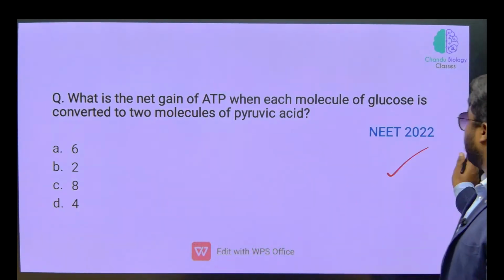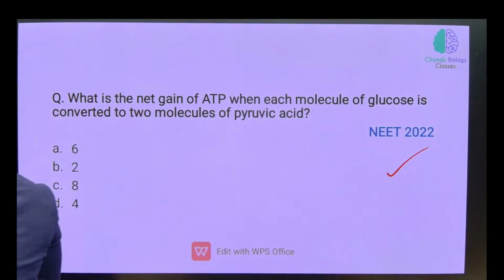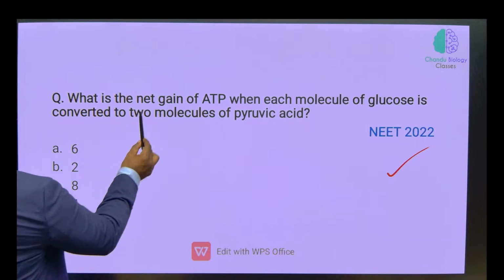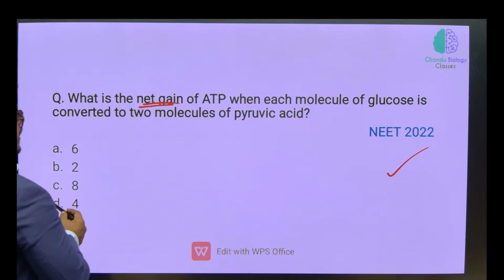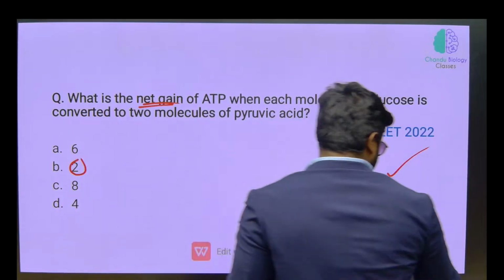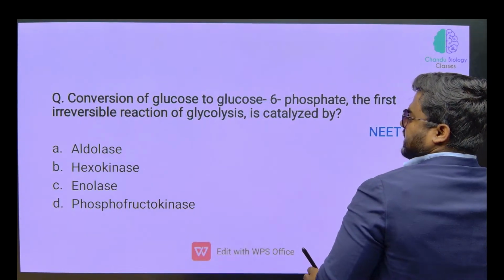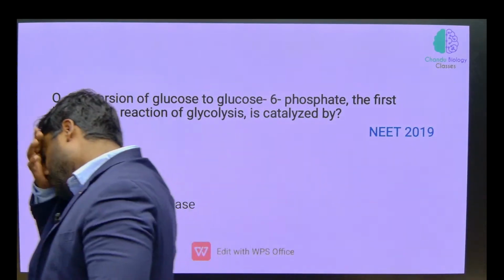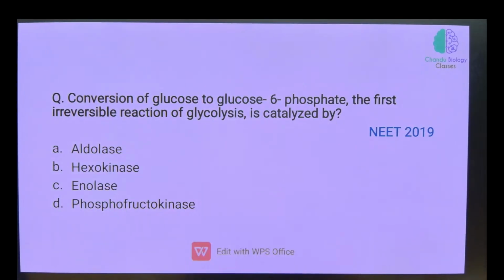And what is this question? 2022. This one is more simple. What is the question? Net. Correct? How much is it? 2. Okay. What is this? Hexokinase. Slow, so this much faster, slowly.